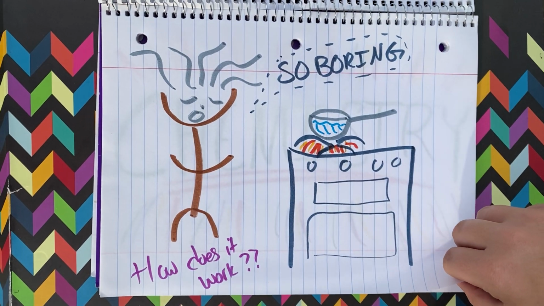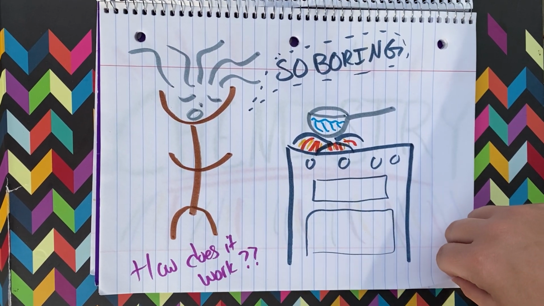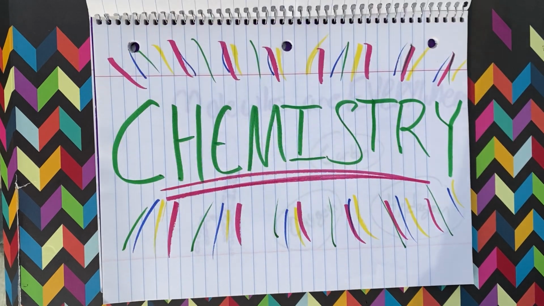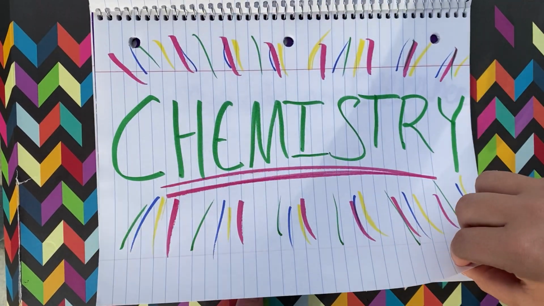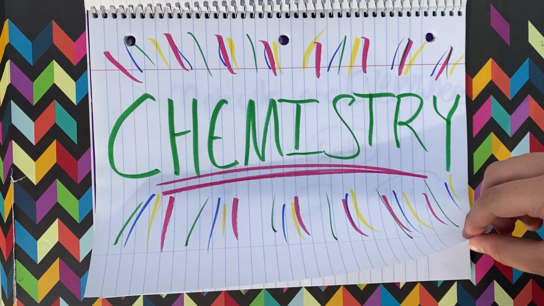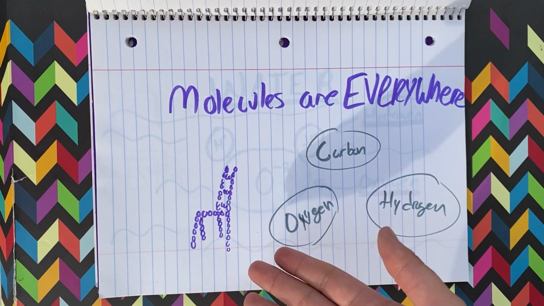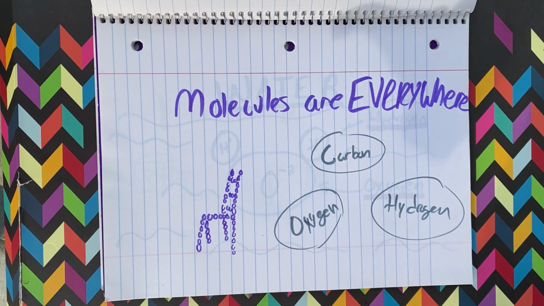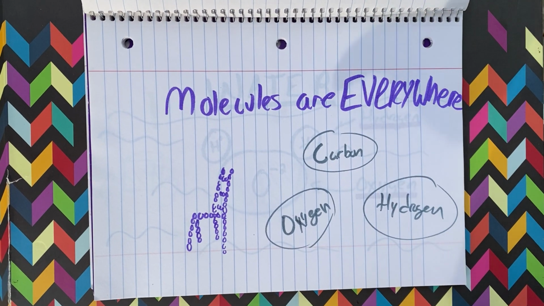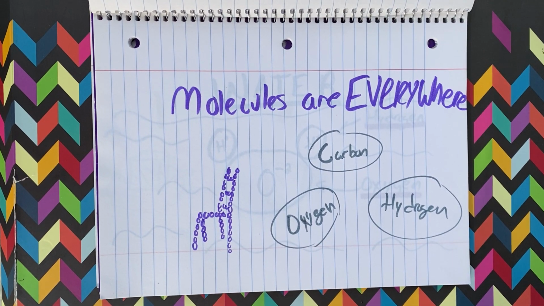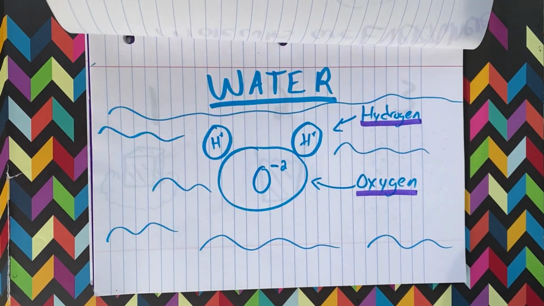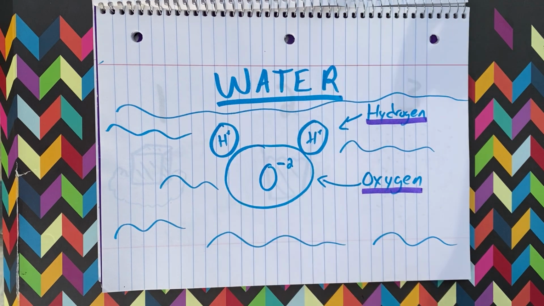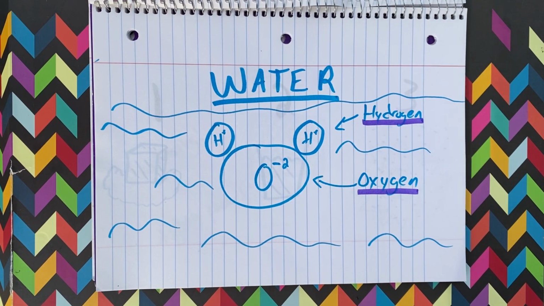It might seem like a complicated question, but it has really simple answers, and it's all got to do with chemistry. To understand how water boils, you must first understand that all things are made of molecules, like this chair. Some of the most common molecules that you've heard of are probably carbon, oxygen, or hydrogen. Well, water is made up of two. It's made up of 2 hydrogens, here and here, and 1 oxygen.